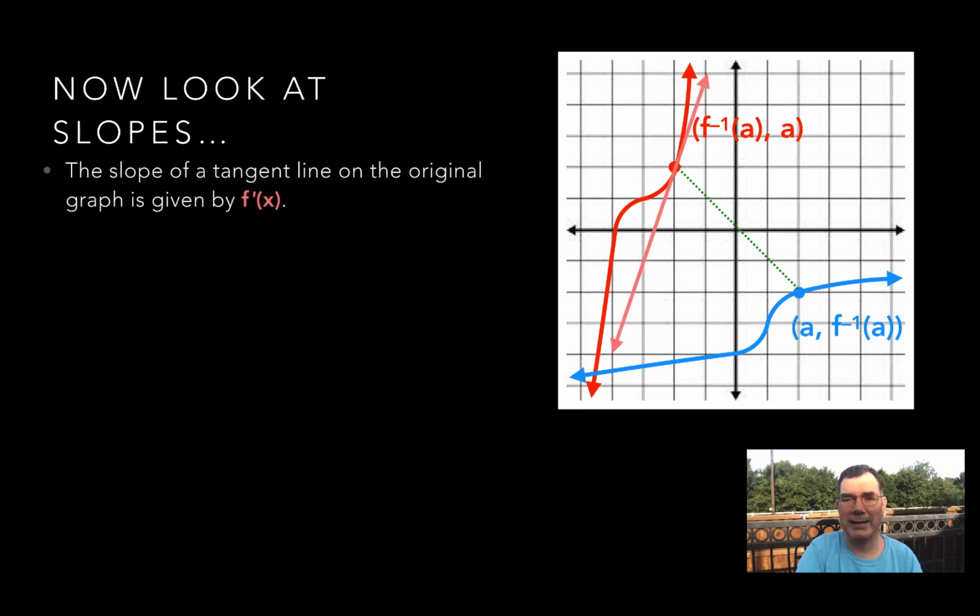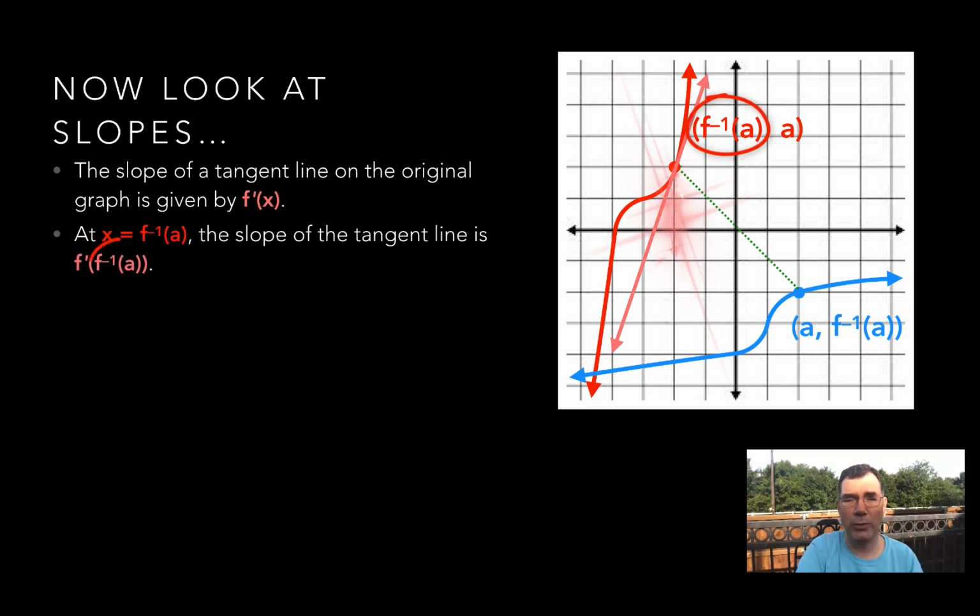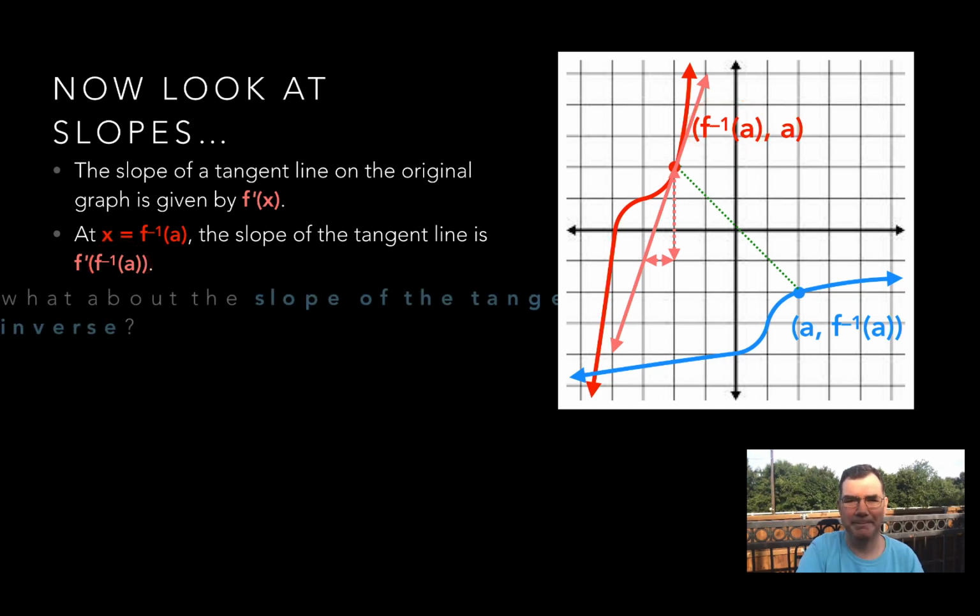So just looking at the slope of the tangent line, which I've drawn there, generically that's going to be f prime of x. I want to know what the slope is at that point, so I plug in the x-coordinate, which is f inverse of a, and that will give me f prime of f inverse of a. So that's going to give me the slope of that tangent line.